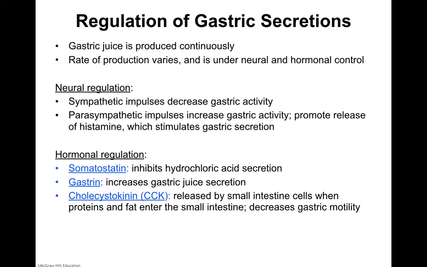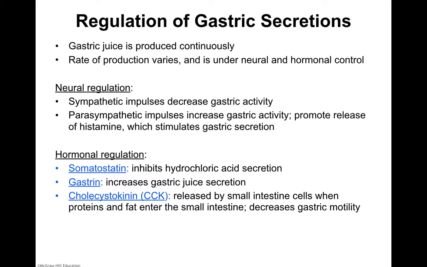The gastric secretions are regulated both neurally and by hormones. It's produced constantly, but we can vary its production rate. For neural regulation, sympathetic impulses decrease gastric activity, whereas parasympathetic impulses increase gastric activity. They promote the release of histamine, and histamine in this case will stimulate gastric secretion. Some of the important hormones include somatostatin, which inhibits hydrochloric acid secretion, and gastrin, which increases gastric juice secretion.